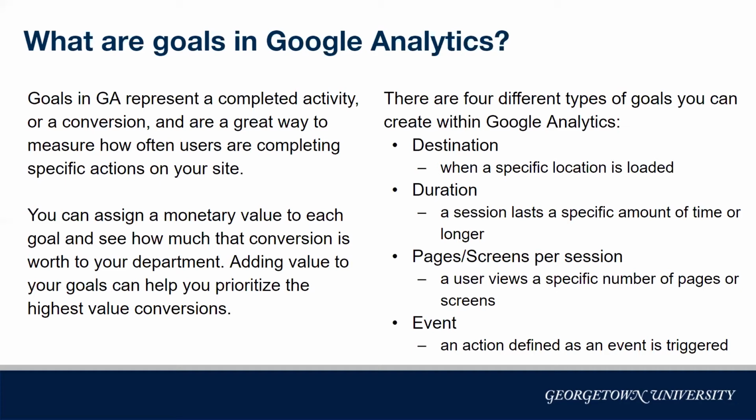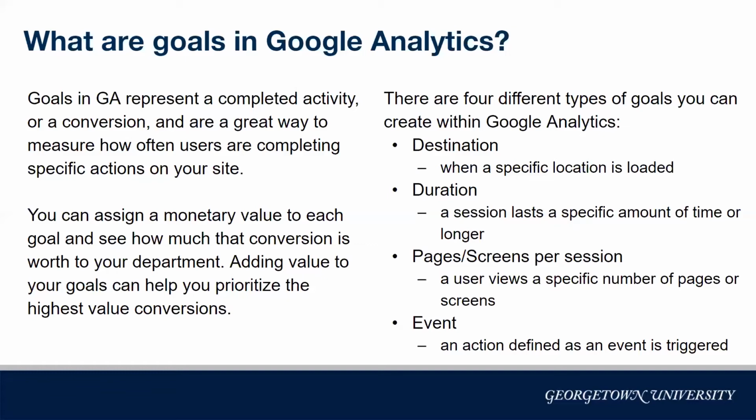Another goal is going to be the duration goal. And you're going to use a duration goal when you want to track if a session lasts a specific amount of time or longer. So for example, if your site has lots of posts that you want to see if your users are actually taking the time to read, you can set a duration goal to track if a user session lasts, say, 15 minutes or longer.